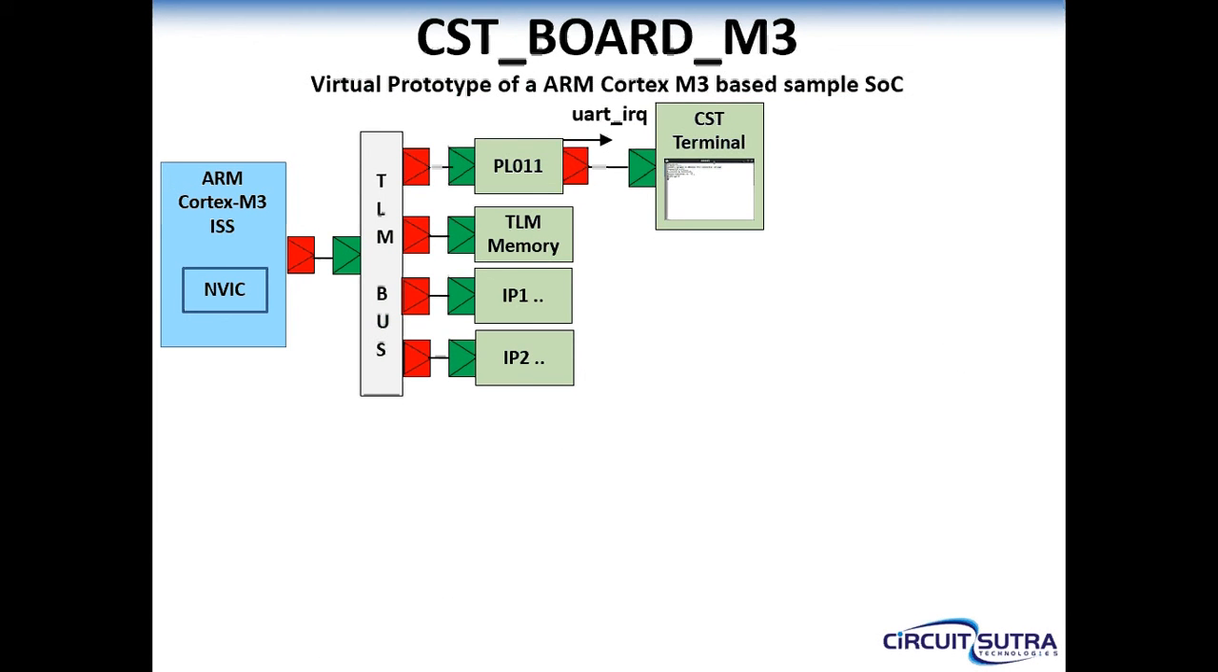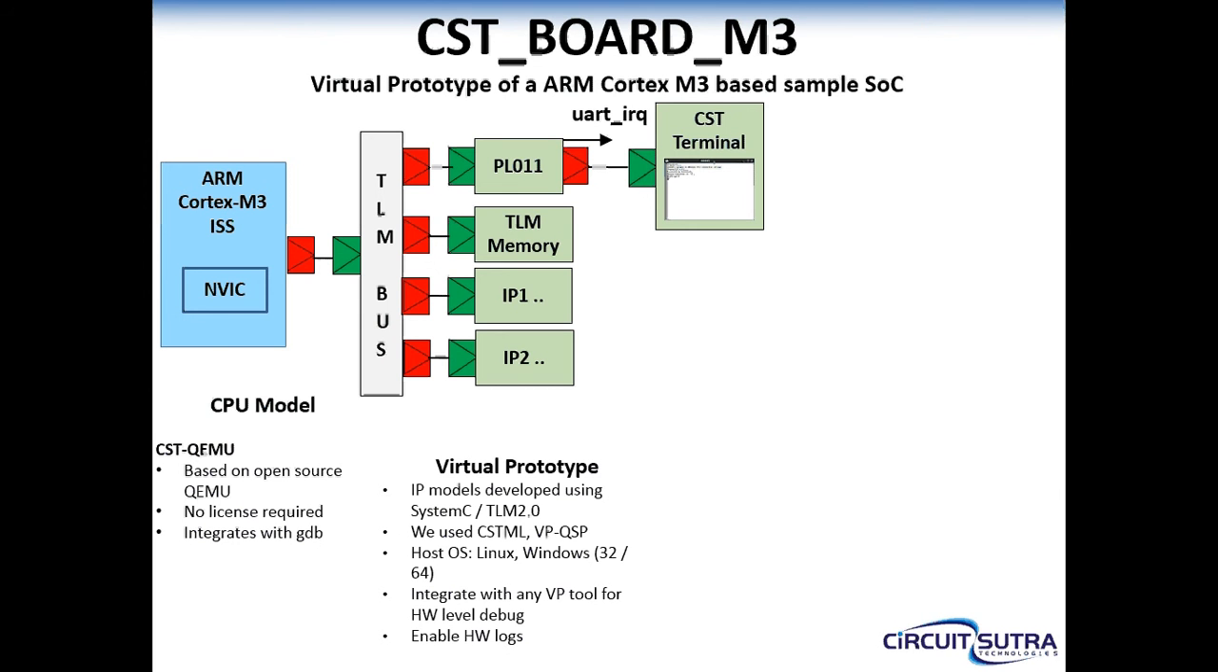Here is an example VP based on CST Qemu. In this, we have used the ARM Cortex M3 ISS microcontroller CPU model along with the NVIC model from Qemu to integrate with other SystemC or TLM 2.0 IP models. For this particular setup, we have developed SystemC models using the CircuitSutra modeling library, shortly CSTML, and the VP Quick Start Package, or VP QSP, from CircuitSutra. However, customers can use any modeling tool or library which is compliant with SystemC or TLM 2.0.